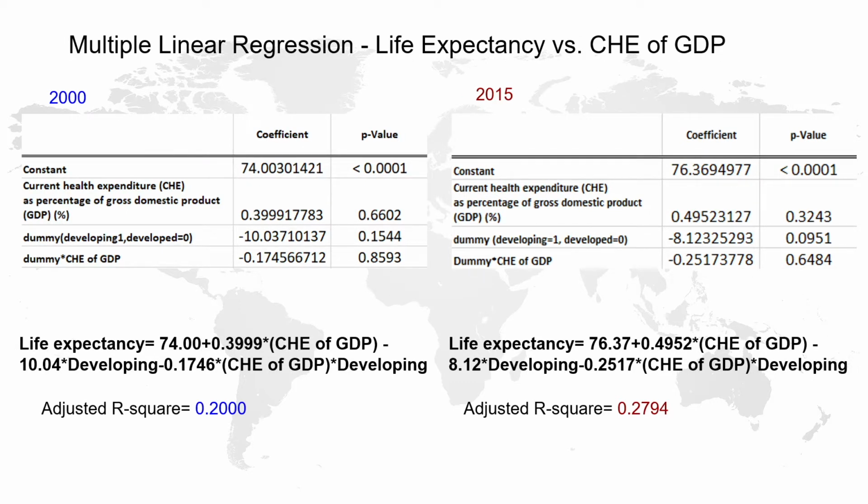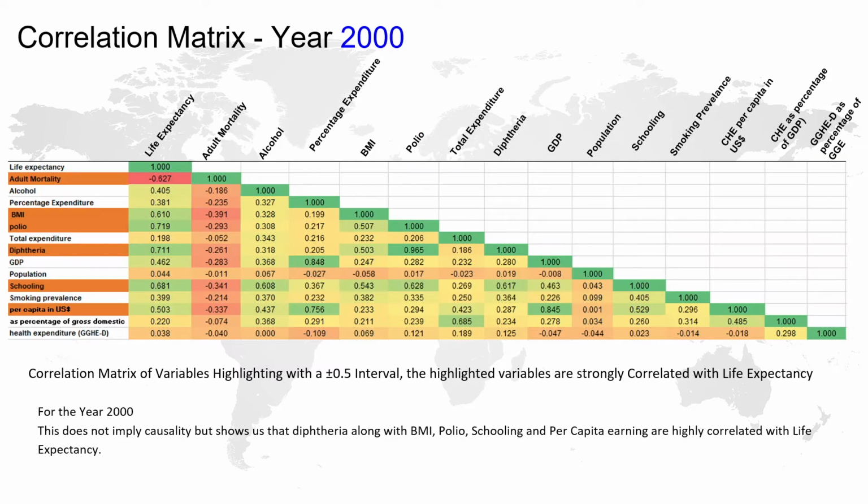And we proceeded to carry out multiple linear regression of life expectancy versus current health expenditure as a percentage of GDP. As we can see, the R-square value is pretty low, and the factor by which life expectancy would increase based on the current health expenditure as a percentage of GDP is also pretty low. And also we have high p-values, so these variables are not really strong predictors of life expectancy.